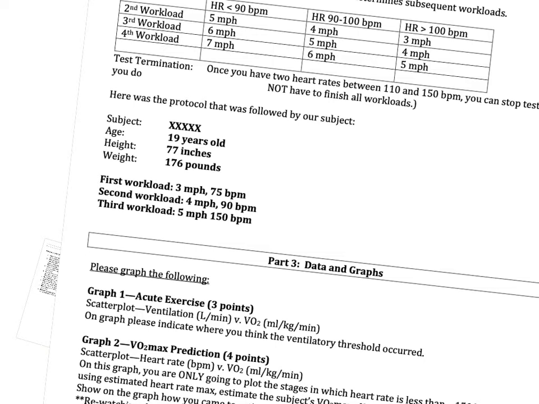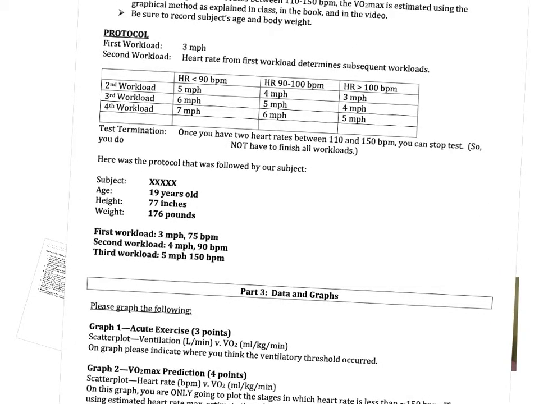We didn't do that fourth workload because once you have some heart rates between 110 and 150 beats per minute, we can stop the test. Now, we actually only have one in between there, but that's okay. We have 3 heart rates here, so we didn't have to go over 150 beats per minute because this is a submaximal exercise test. So that's the protocol that we used for this subject. Again, they started at that 3 miles per hour. We measured a heart rate, and then based on that heart rate, we used this protocol here. Right? Based on that heart rate, this is the protocol that we used, and this is the data that we used.